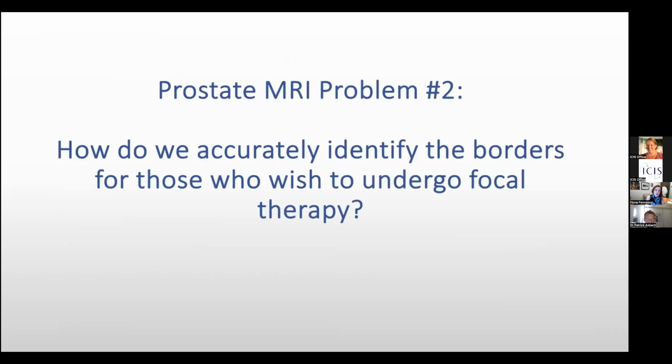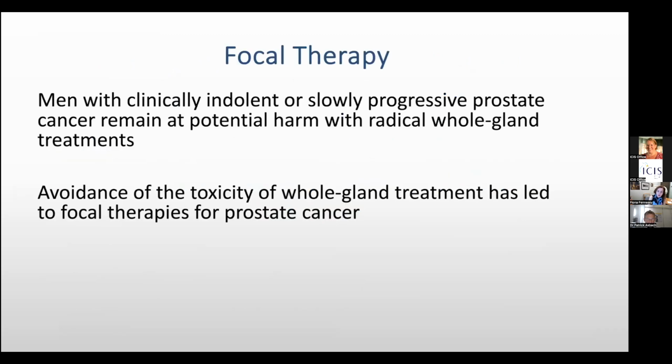So problem number 2 with the MRI is, if we identify the tumor and the patient goes for therapy, how do we accurately identify the borders, specifically for those who want to undergo focal therapy? I'm now going to focus a little bit on this. Focal therapy is an option for treatment of men with clinically indolent or slowly progressive prostate cancer, because these men are at harm with radical whole gland treatments. Focal therapy can avoid the toxicity of whole gland treatment.